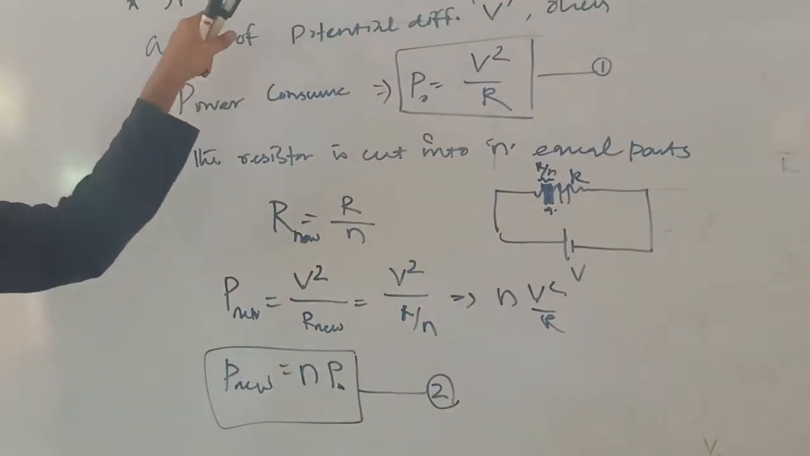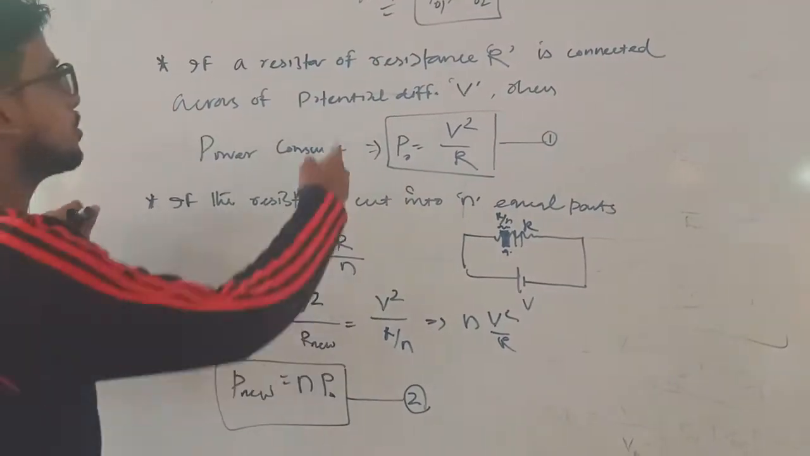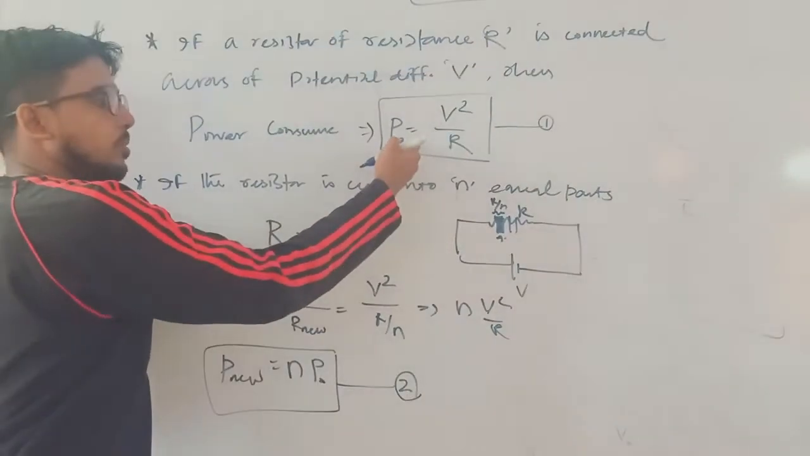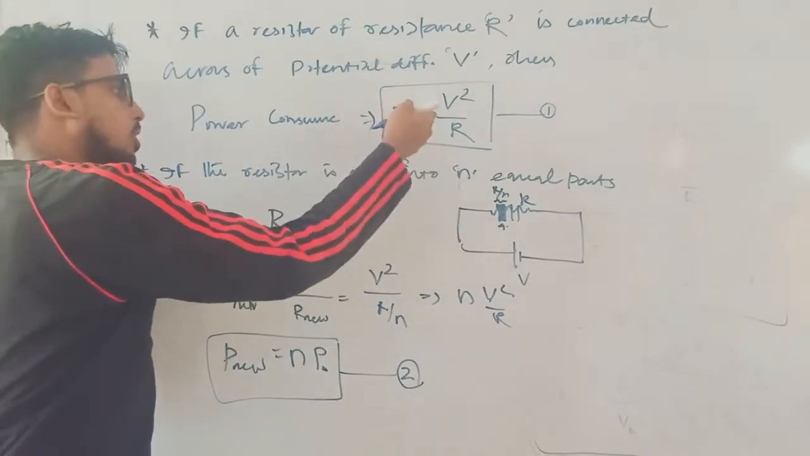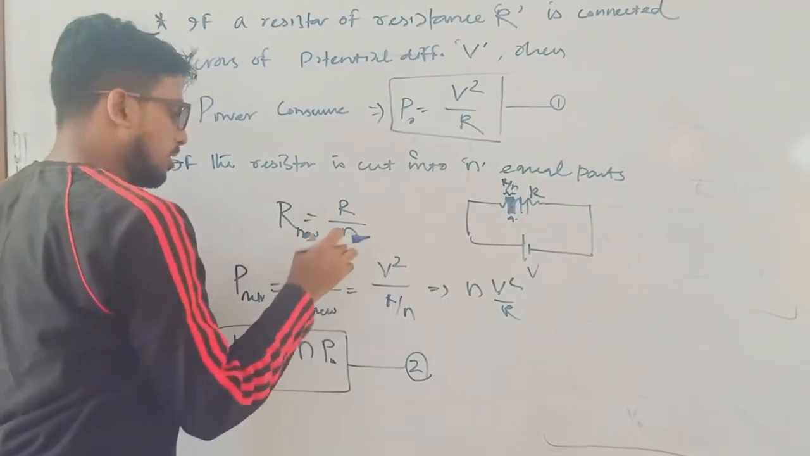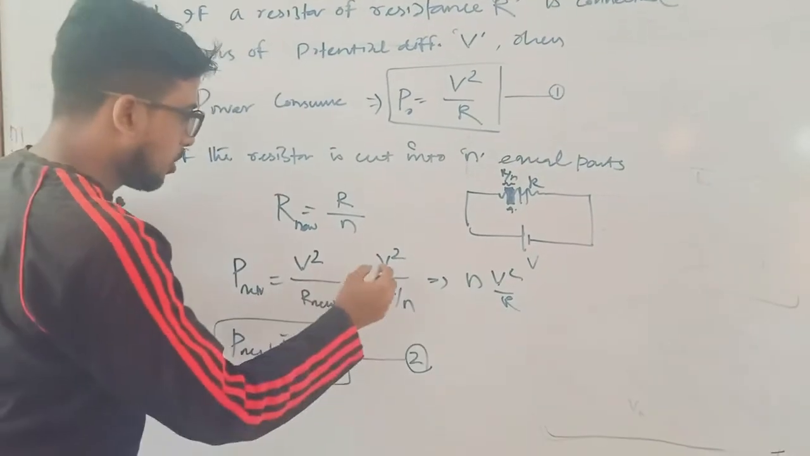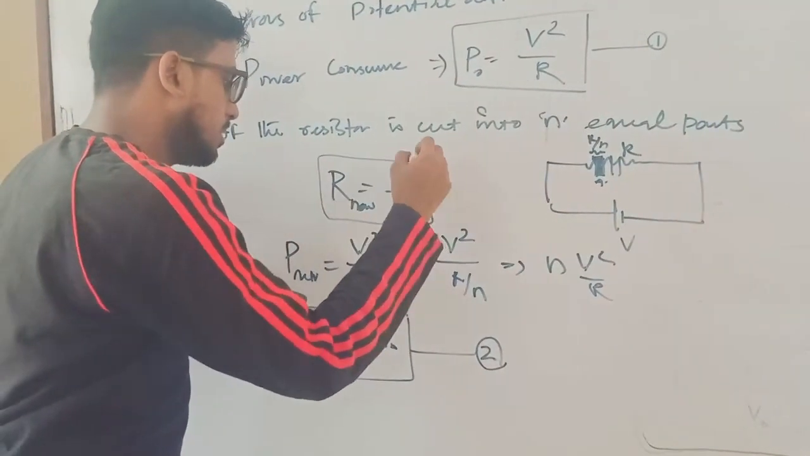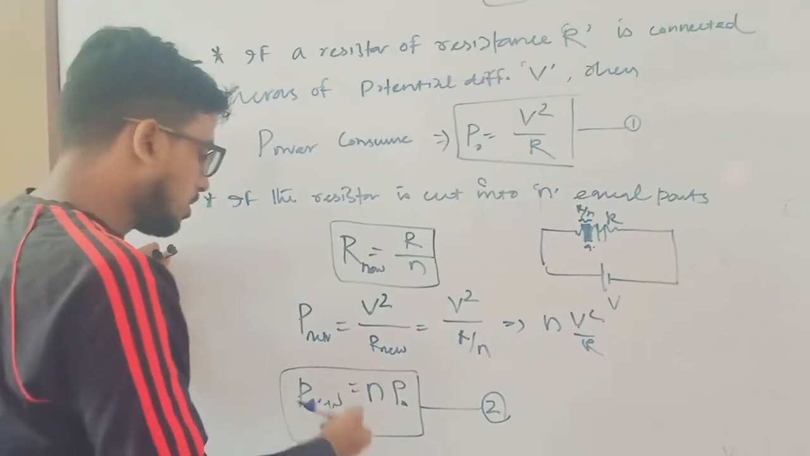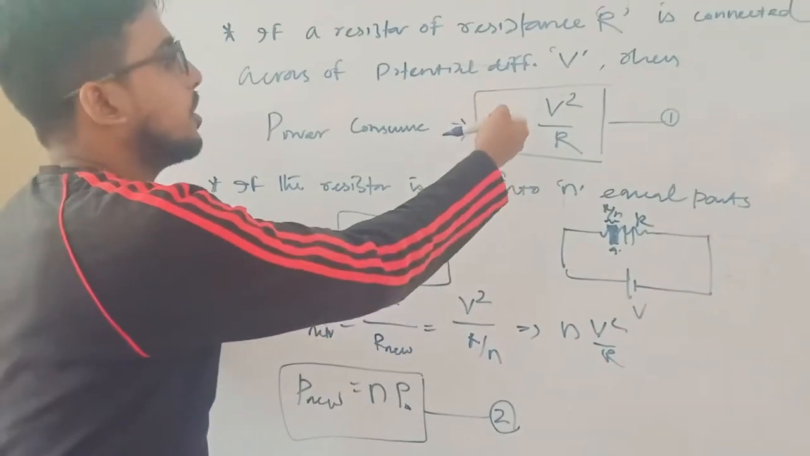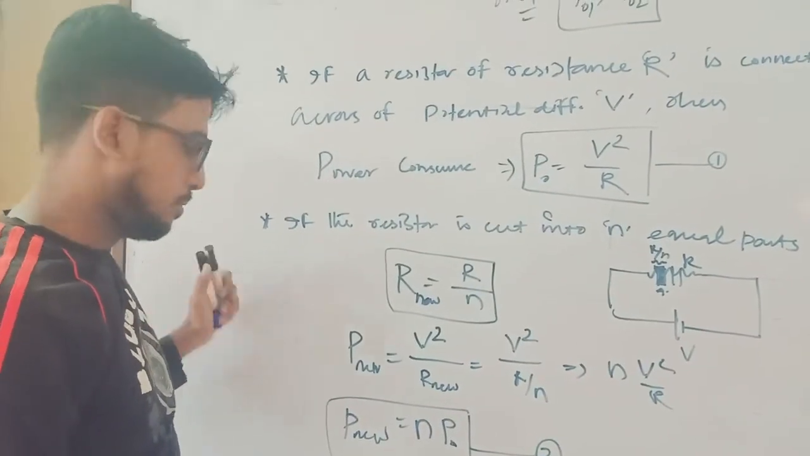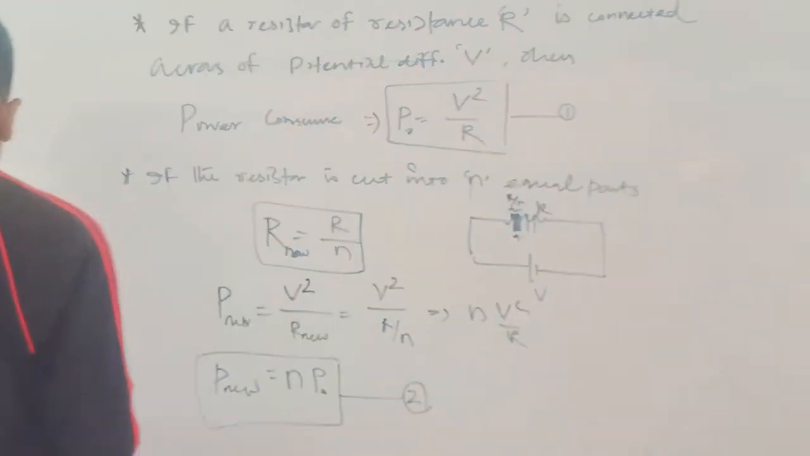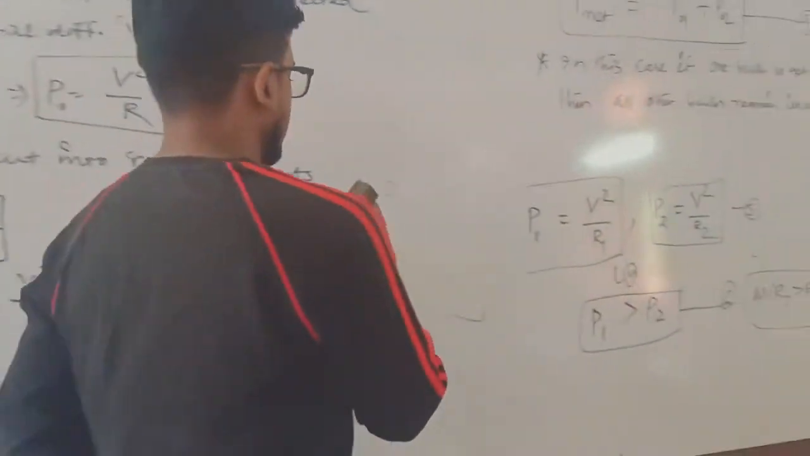So when a resistor of resistance R is connected across a potential difference V, the power consumption will be this much. If we cut the resistor into n equal parts and consider one part, then the new resistance will become this much. So what is the power consumption by the resistor? It will become n times of the initial power. Clear? Next point.